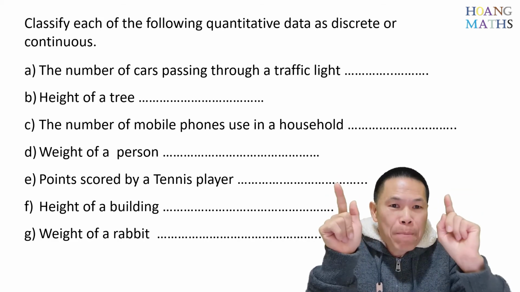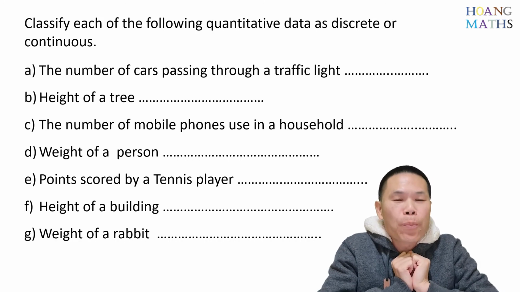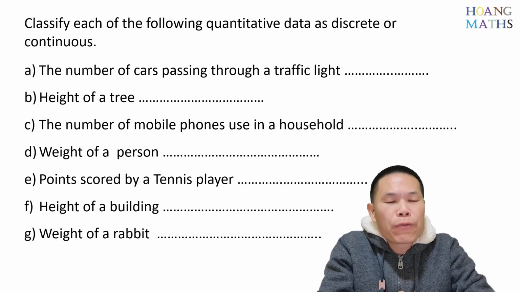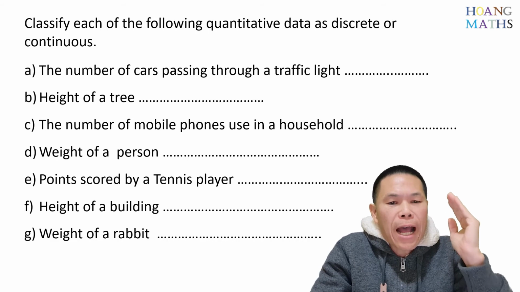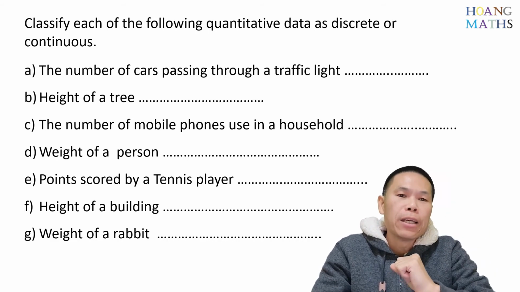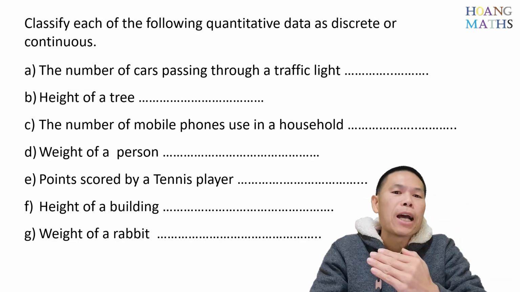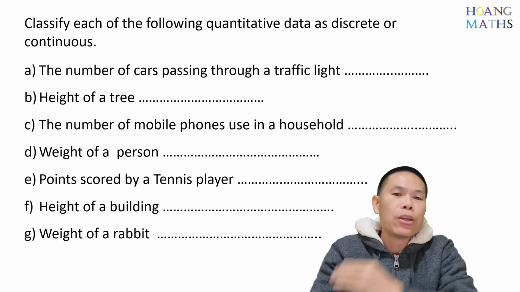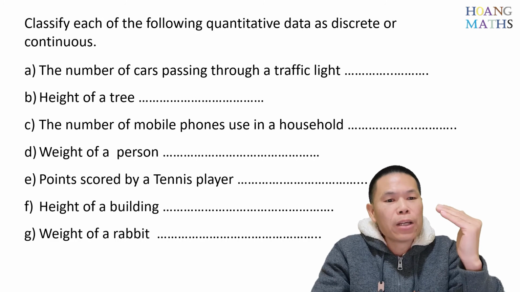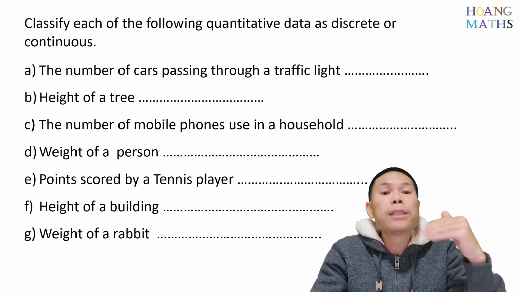Hi there, I'm back. Now, how did you go? So let me go through the first one with you. So the number of cars passing through a traffic light. Of course, you either have 1 car, 2 cars, 3 cars, and 100 cars passing through the traffic light. You cannot have half of a car, right? So therefore, it is discrete.